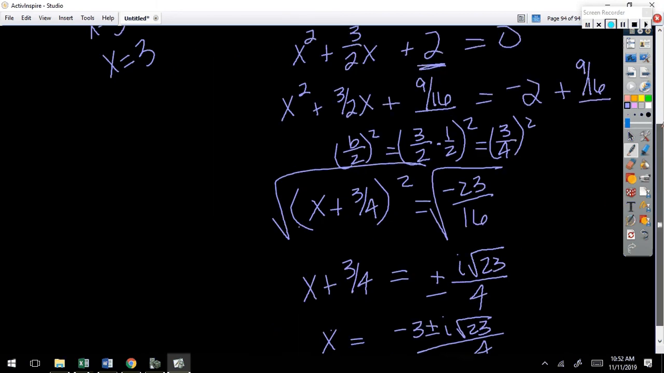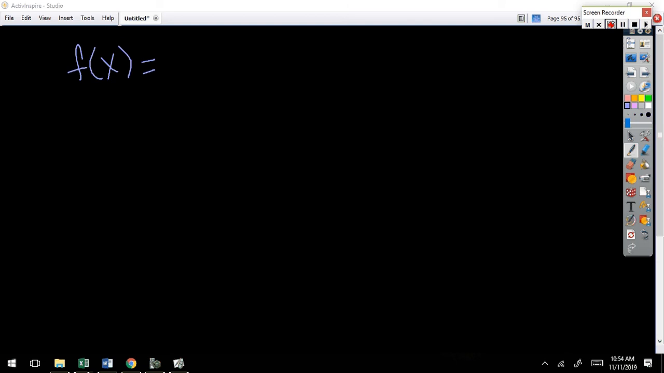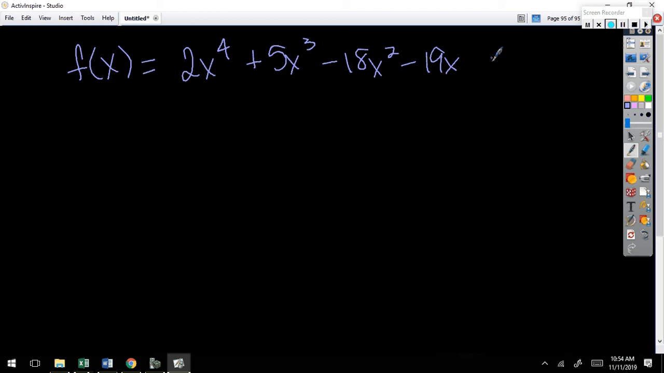All right, you may encounter some. We'll do this one instead. All right, let's say I have 2x to the 4th plus 5x cubed minus 18x squared minus 19x plus 42. Okay, there's no way you can factor this, right? The directions are just to find all the zeros. That's it, all right?